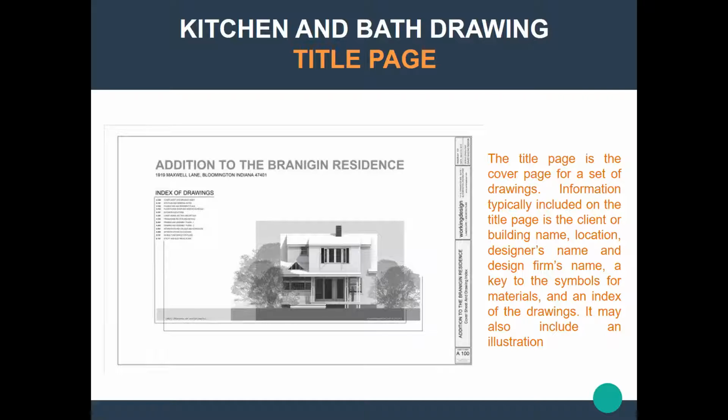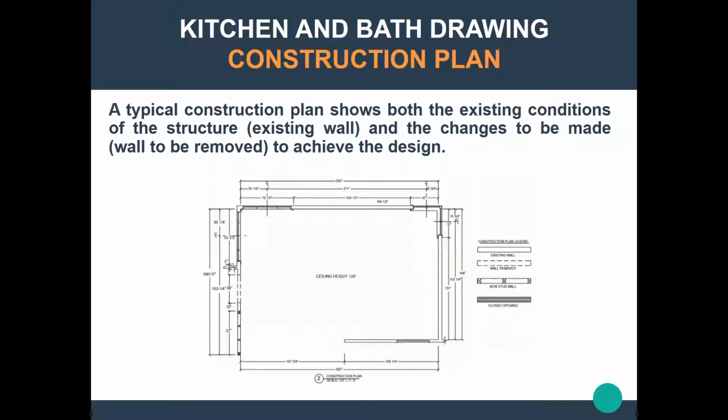So, construction plan is another sheet that goes in this project. It's a typical construction plan, shows both the existing condition, the structure, existing wall, and the change to be made, wall to be removed. Just a simple construction. It doesn't have any kind of information like sink or other appliance, nothing. It's just the naked room, only the construction. We can show the way it is now and the way it's gonna be later. And later, just the walls you want to remove or to include.